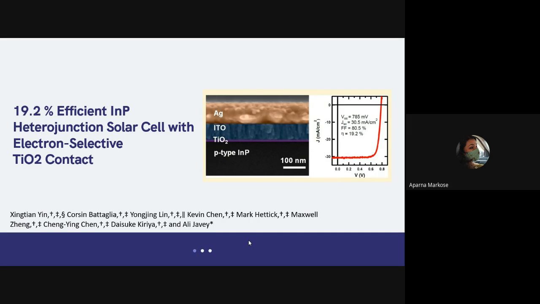Today we are going to discuss this paper SAR gave us last week. A 19.2 percent efficient indium phosphide heterojunction solar cell with electron selective titanium dioxide contact. So basically, that solar cell structure looks like this.